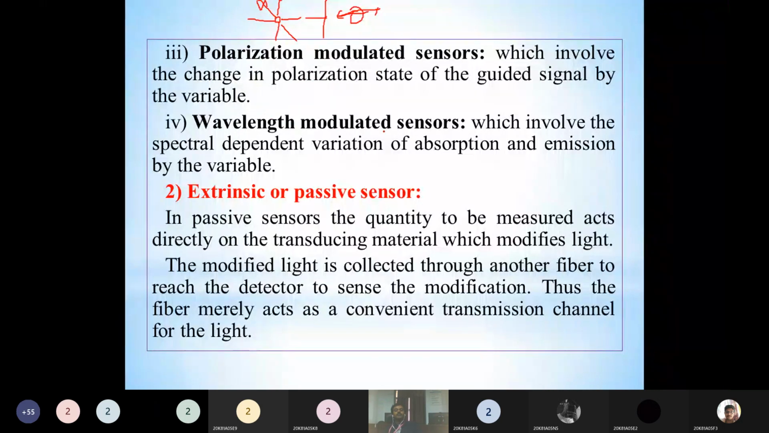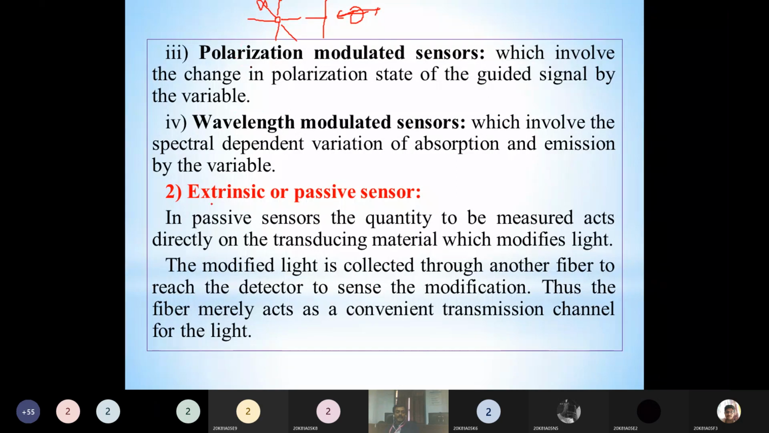And wavelength modulated sensors. Wavelength modulated sensors means suppose we send an input of some wavelength, so the output will be a different wavelength, or otherwise there is some loss of wavelength. Because of this process, the output light wavelength changes. That process we call wavelength modulated sensors. Based on the wavelength, some sensors will work. Those sensors we call wavelength modulated sensors. These are all the intrinsic sensors.